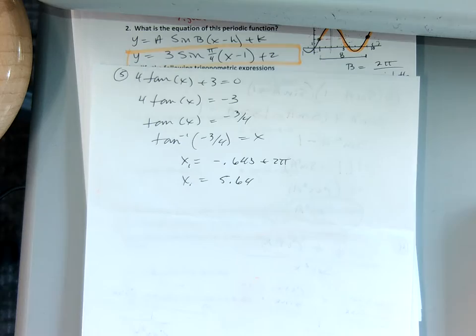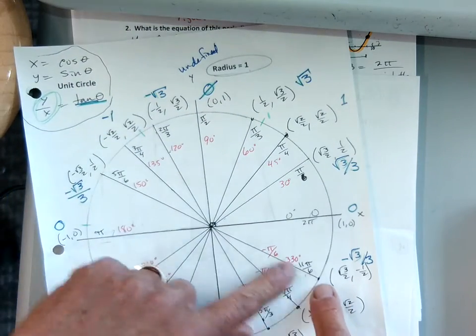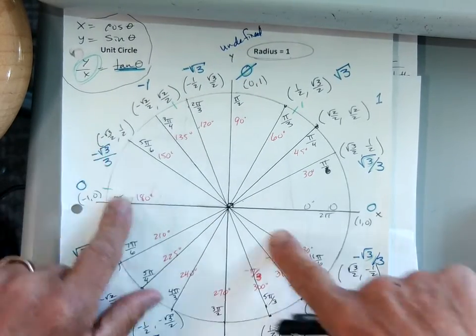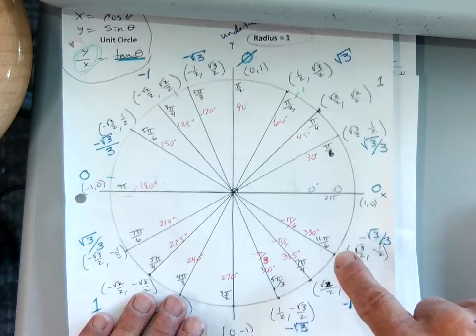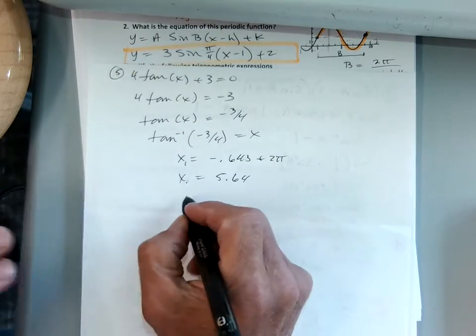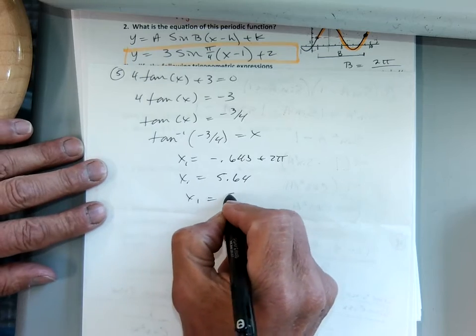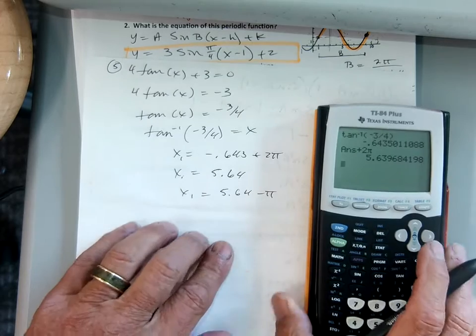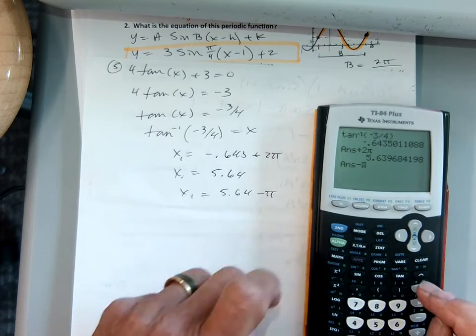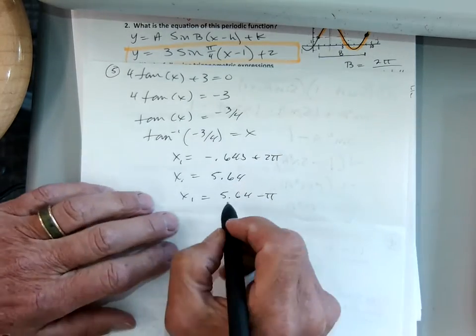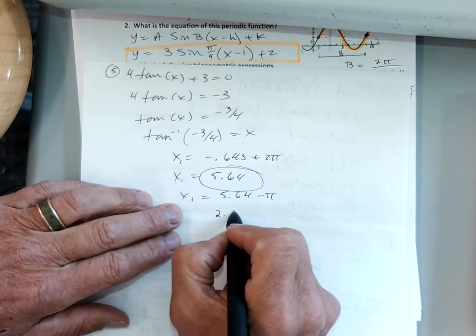We know with tangent that it always has its other answer a 180 degree rotation away, right? But not 180 because we're in radians, so I'm going to take my answer and subtract pi to rotate it 180 degrees, or pi radians. Same thing, just in radians. So subtract pi, I get about 2.5. Got that answer, 2.5.